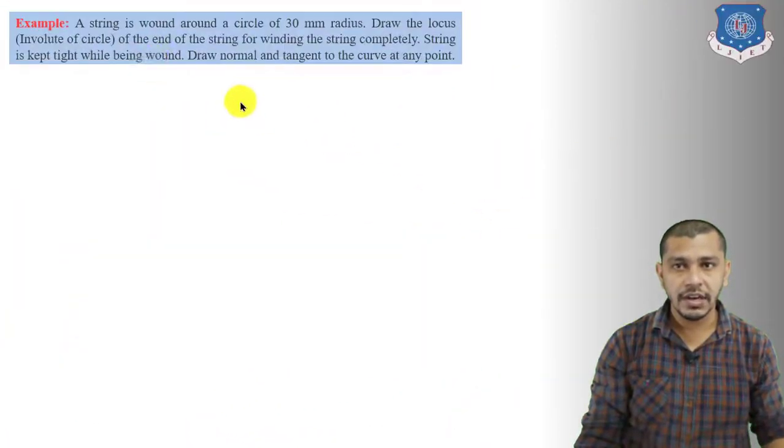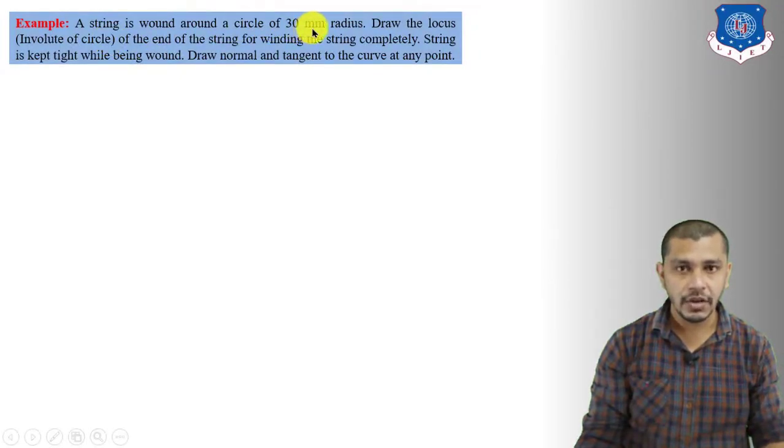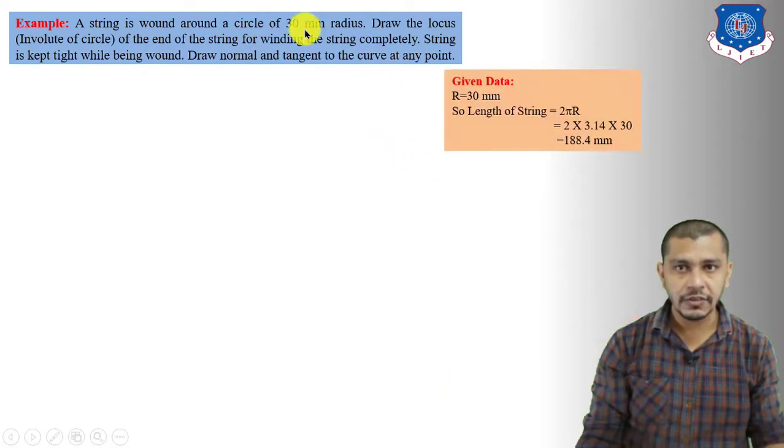The given problem is: a string is wound around a circle of 30 mm radius. Draw the locus of the end of the string for winding the string completely. The string is kept tight while being wound. Draw the normal and tangent to the curve at any point. So the given data is the radius of the circle, 30 mm. The string length will be equal to 2 pi r, which is equal to 188.4 mm.